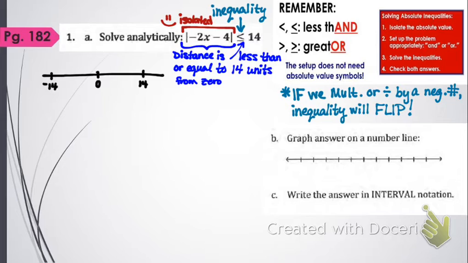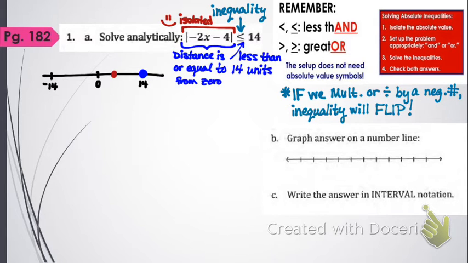Based on the inequality symbol there, could I be standing right at 14? Yes, because it has the or equal to. So that's perfectly okay. Could I be standing here? No. Why not? Because that's past 14. That's more than 14 units away from 0. Could I be standing here? Yes. Okay. What about here?